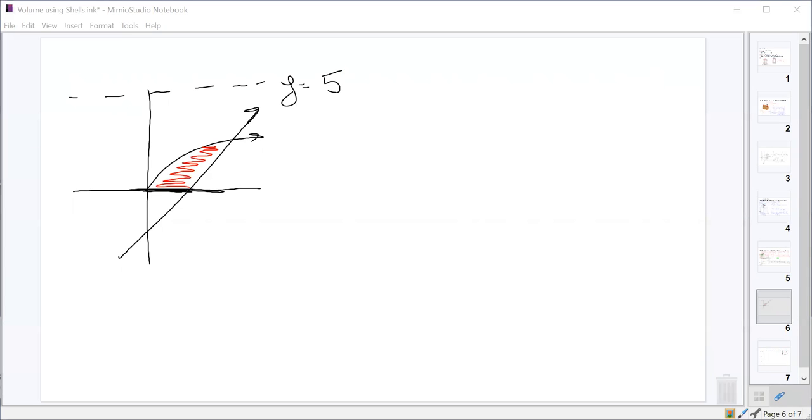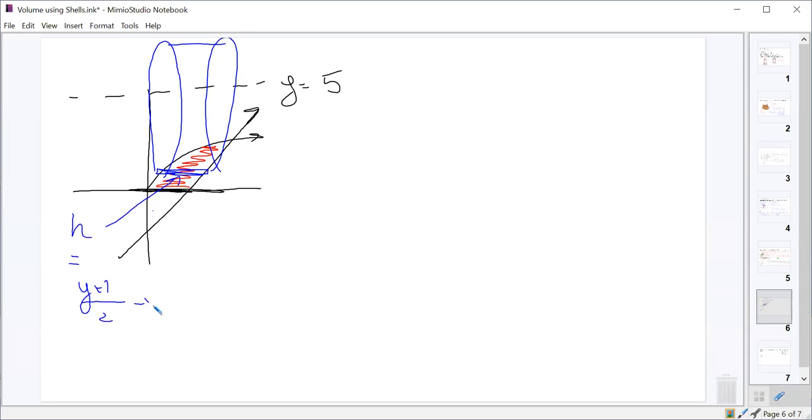When we sketch our typical rectangle, it doesn't change, right? When we revolve it around, does that change the height of the rectangle? Does height change? No, the height should still be whatever we had before. What was it? y plus 1 over 2 minus y squared. But the radius will change. What will the radius become? Radius is minus 1. Okay.